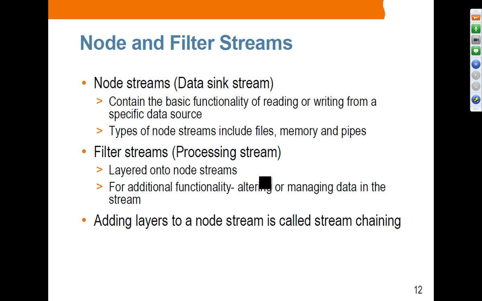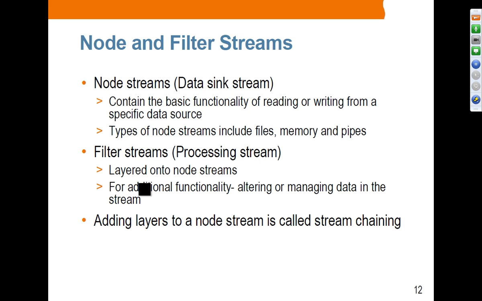Now, node and filter streams. As I said before, filter streams are the ones. So let's talk about the node streams first, and then we'll talk about filter streams. Node streams basically contain basic functionality of reading or writing from a specific data source. The types of node streams include files, memory, and pipes. It's basically reading or writing to file, memory, and pipes.